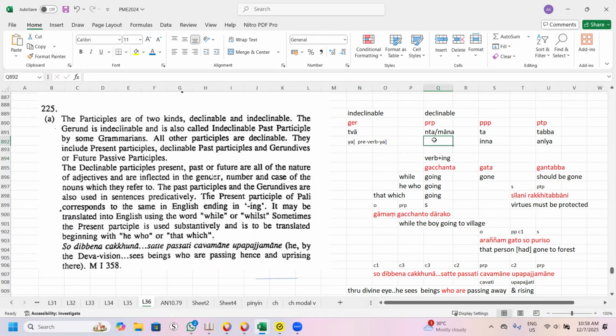Okay. So this is declinable. Declinable means, can you see the declinable? This is nta or anta plus mana, and then this is a past participle. You put ta or ina, ta plus na. Normally you put ina because normally the root will end with d. The root word will always have a d at the back. So your translation will end with ina. This is the potential participle, tabba and aniya.